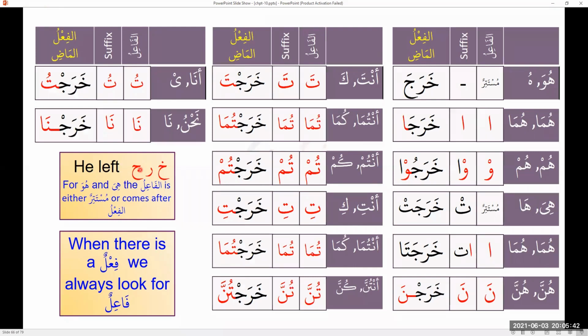So you need to do a lot of practice, and you can take different fi'l. You can take some of the fi'l which I took in yesterday's class. I took many, so you can take from them and write in your notebook and practice with different pronouns. Okay. So here, always with each pronoun, you'll find the fa'il is included in the fi'l, except two fi'l where the fa'il is mustatir, which is third person singular masculine and third person singular feminine. Here the fa'il is mustatir. Clear? Okay.